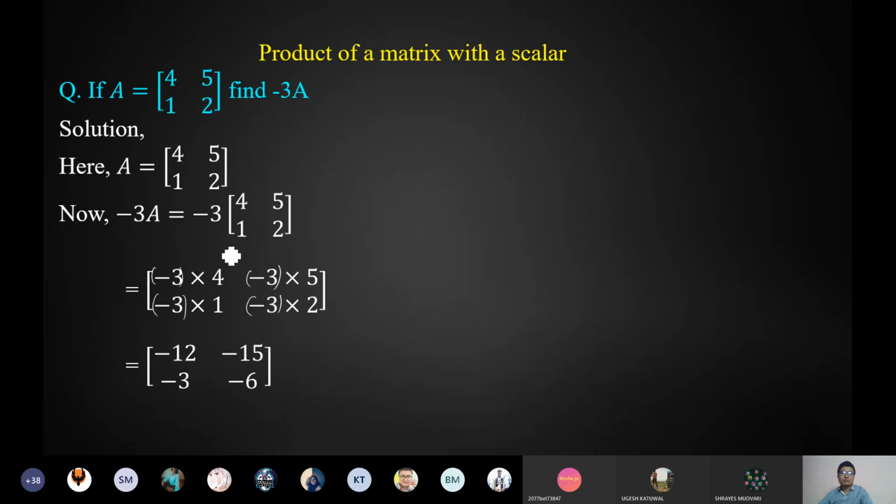The order is also the same here. The order of A was 2 by 2, and the order of minus 3A is also 2 by 2. You don't need to worry here. This order is important. I'm giving you the clue that the order of the product of a matrix with a matrix is a bit different than in the case of scalar multiplication. So let's go to the next slide. Now we are going to discuss the product of a matrix with a matrix.